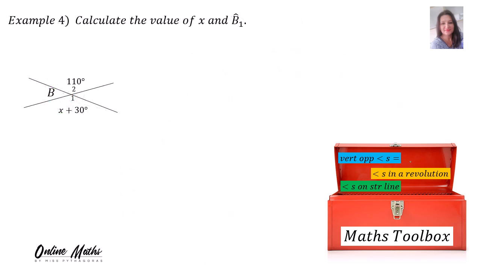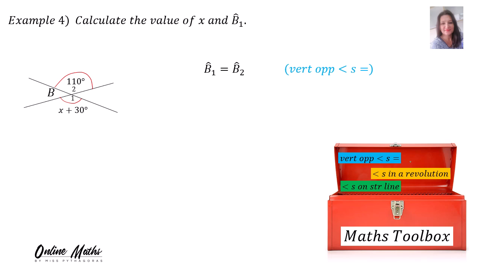Example 4. Calculate the value of x and b1. Now when you go to your sketch, there's two intersecting lines, and then there's b1 and there's b2. So we can say, now have a look at this. Do you agree? They are vertically opposite angles, and we know that vertically opposite angles are equal. So we can say that B1 is equal to B2, and our reason, vertically opposite angles equal.